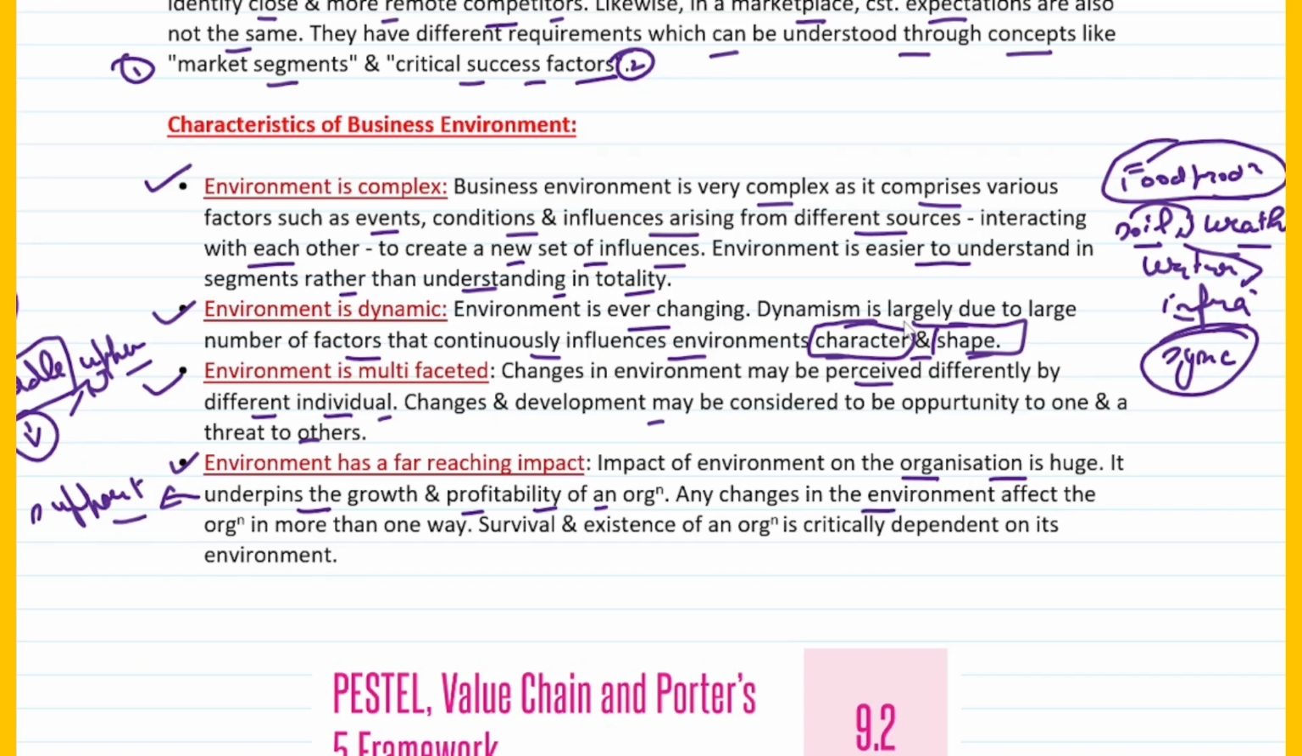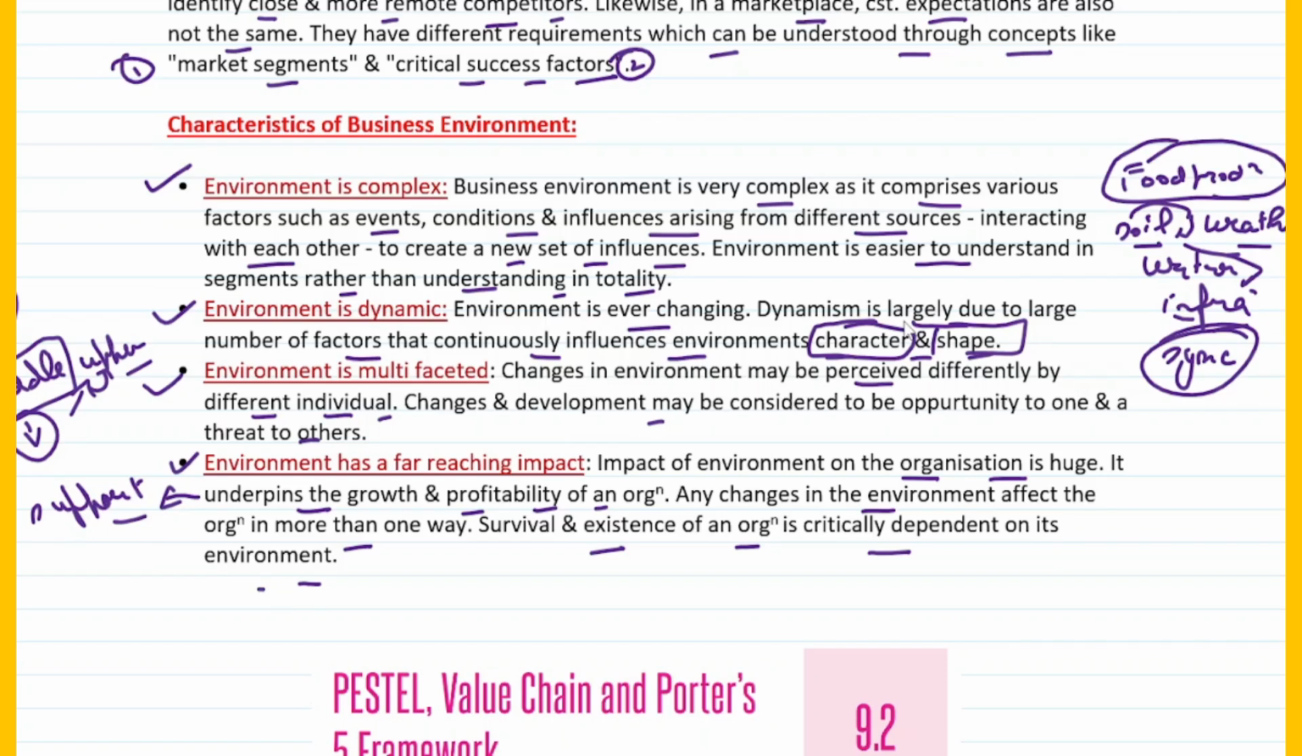Any changes in the environment affect the organization in more than one way. Survival and existence of an organization is critically dependent on its environment. So the main objective of this point is that it supports the growth and profitability of an organization. If there is a change in the environment, that can have an effect on the organization in many ways. Survival and existence of the organization is basically dependent on its environment. That is very, very important.